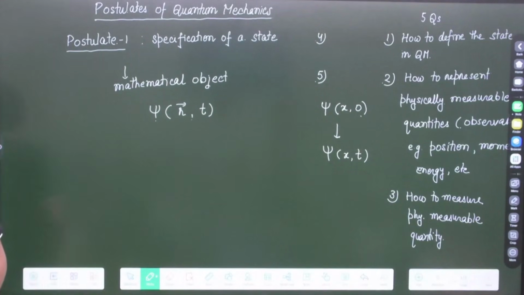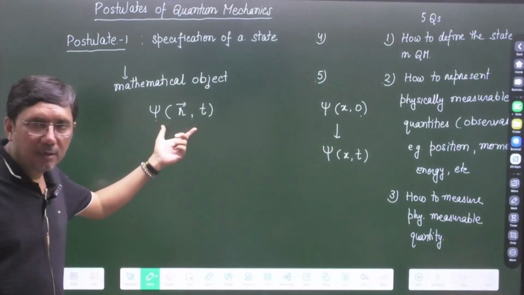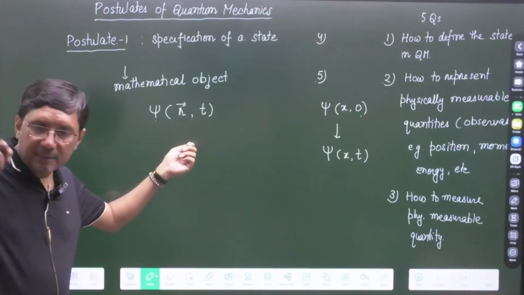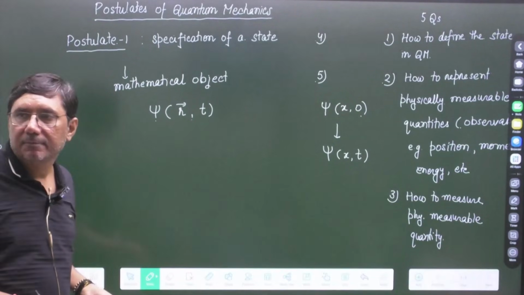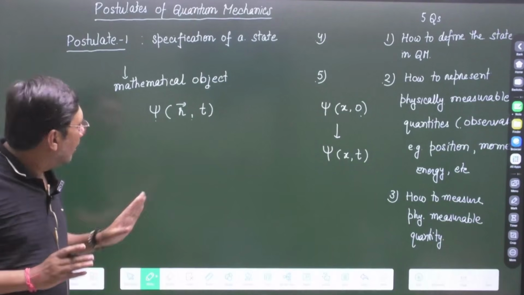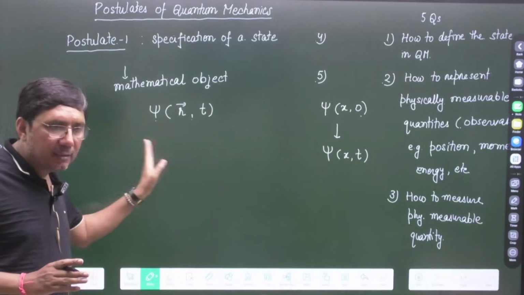It will be a... and what is important here? This will be a complex function, and it will have all the information about the system, not only at time t equal to 0, but also at time t greater than 0. This has all the information about the state of the system, not only at the present time, but what will happen in future at time t. So, what is its physical significance?